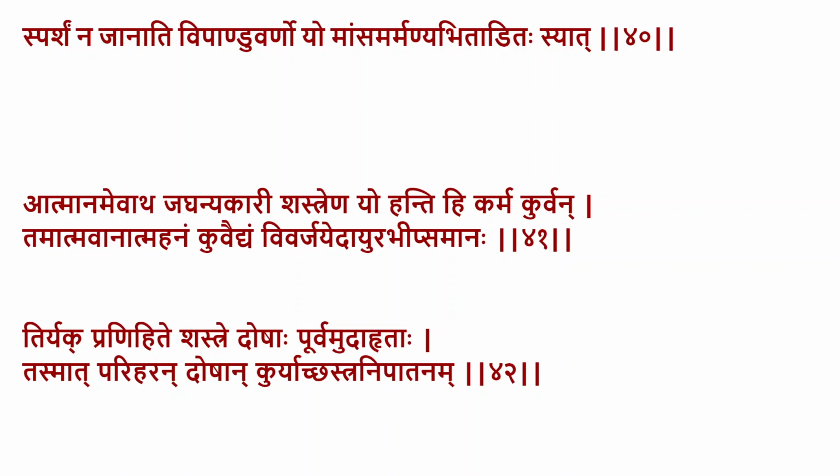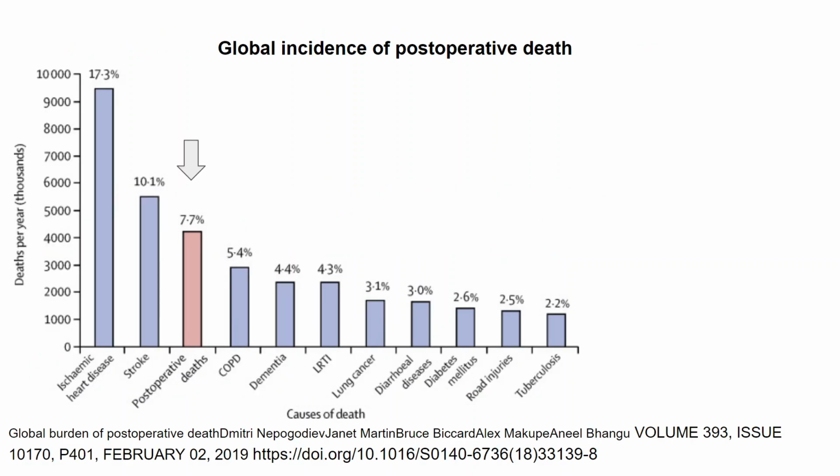Then Triyak Pranite Shastre Doshaha Puru Mudarata Tasmat Pariharam Doshan Kuryat Shastranipadanam. Regarding wrong techniques, we have already detailed all the possible complications, where any other tissue could be injured and collateral injury could be more. Such complications should be avoided by proper training. Now, in the current situation, the picture about surgical complications is slightly different, but still the complications are quite important, and a practicing surgeon should be aware of that.